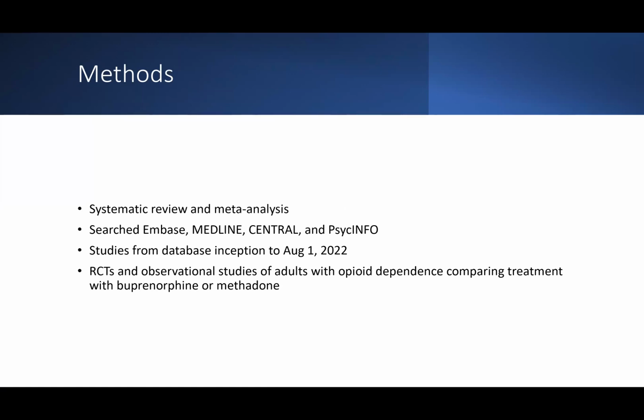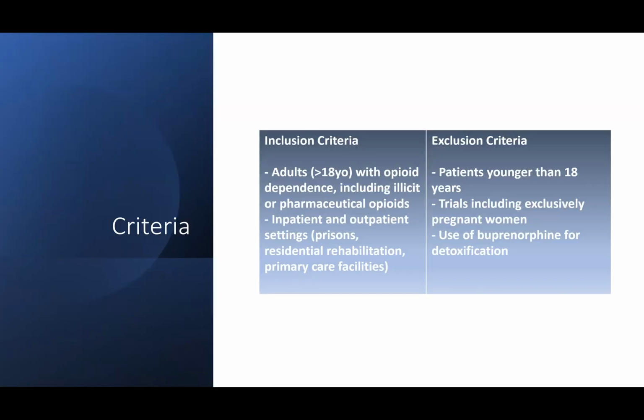Just first methods, they looked through a number of databases listed here, studies from the start of the database to August 1st of 2022, including both randomized controlled trials, observational studies, and I think also cohort studies potentially of adults with opioid dependence, comparing the treatment of the two medications. The inclusion criteria were studies including adults 18 years or older with opioid dependence, including illicit or pharmaceutical opioids. They covered a wide variety of settings, both inpatient and outpatient, including prisons, residential rehabilitation facilities, and primary care facilities. Some of the exclusion criteria: patients younger than 18 years old, trials including exclusively pregnant women, and then use of buprenorphine for detoxification.